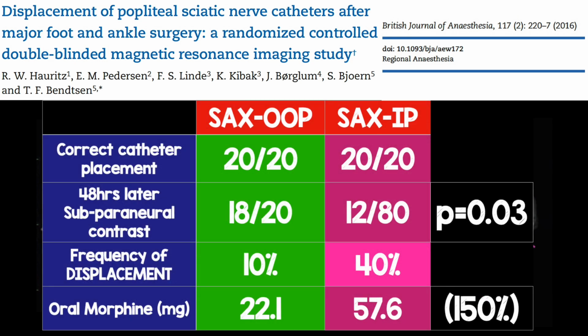And if you look at their data, you can see the frequency of displacement was much higher in the short axis in plane group than the short axis out of plane group. And they knew that when they sited the catheter in the first place, all of them had gone in the right place, but clearly there was a higher degree of displacement in the short axis in plane technique, associated with a higher requirement for oral morphine.